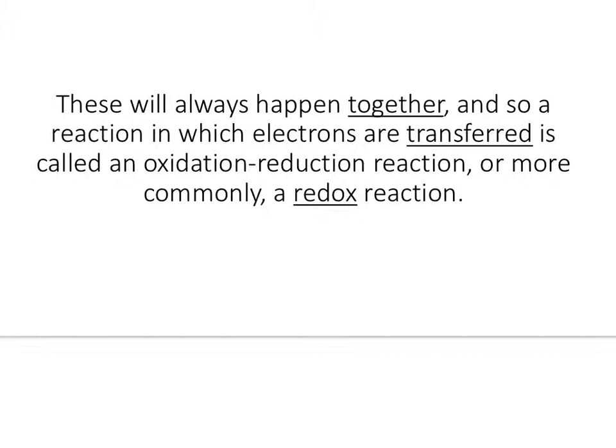These will always happen together, and so typically a reaction in which electrons are transferred, meaning one gains and the other loses, is called an oxidation reduction reaction because we have both oxidation and reduction. Commonly, though, we just call that a redox reaction, with the red coming from reduction and the ox coming from oxidation. I'm not sure why it's not called ox-red, besides the fact that it's really hard to say ox-red, especially when compared to redox. But there you go, reduction and oxidation.